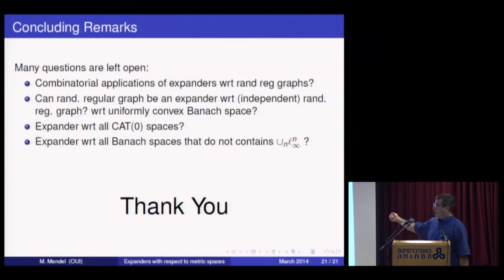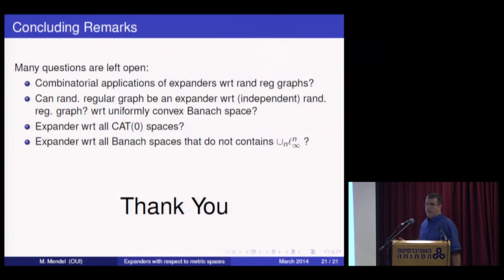So we saw these CAT(0) spaces that we construct over a random regular graph, and we show they are expanders with respect to them. But we don't know whether there is an expander with respect to all CAT(0) spaces. We don't know what the criterion is for having an expander with respect to a given Banach space. We suspect that the last point is the right criterion, I mean that there is an expander with respect to a Banach space if and only if it doesn't contain finite dimensional L infinities, but we don't know how to prove it.